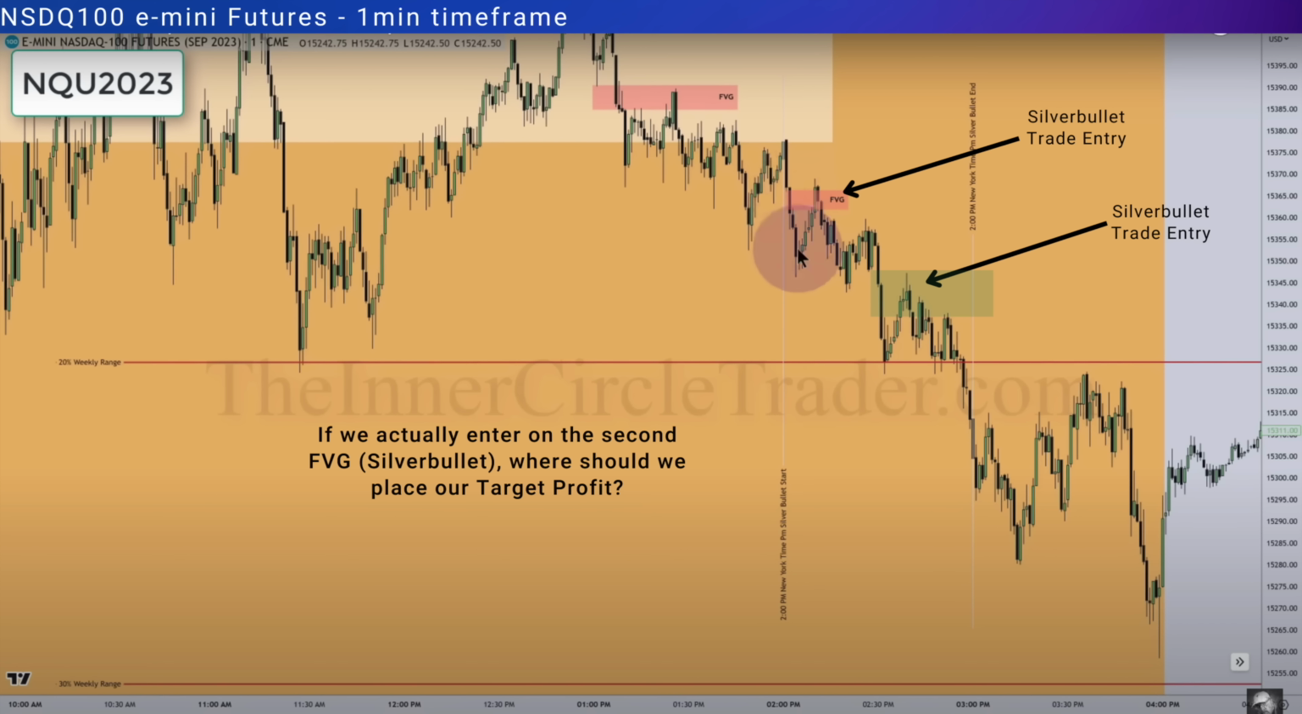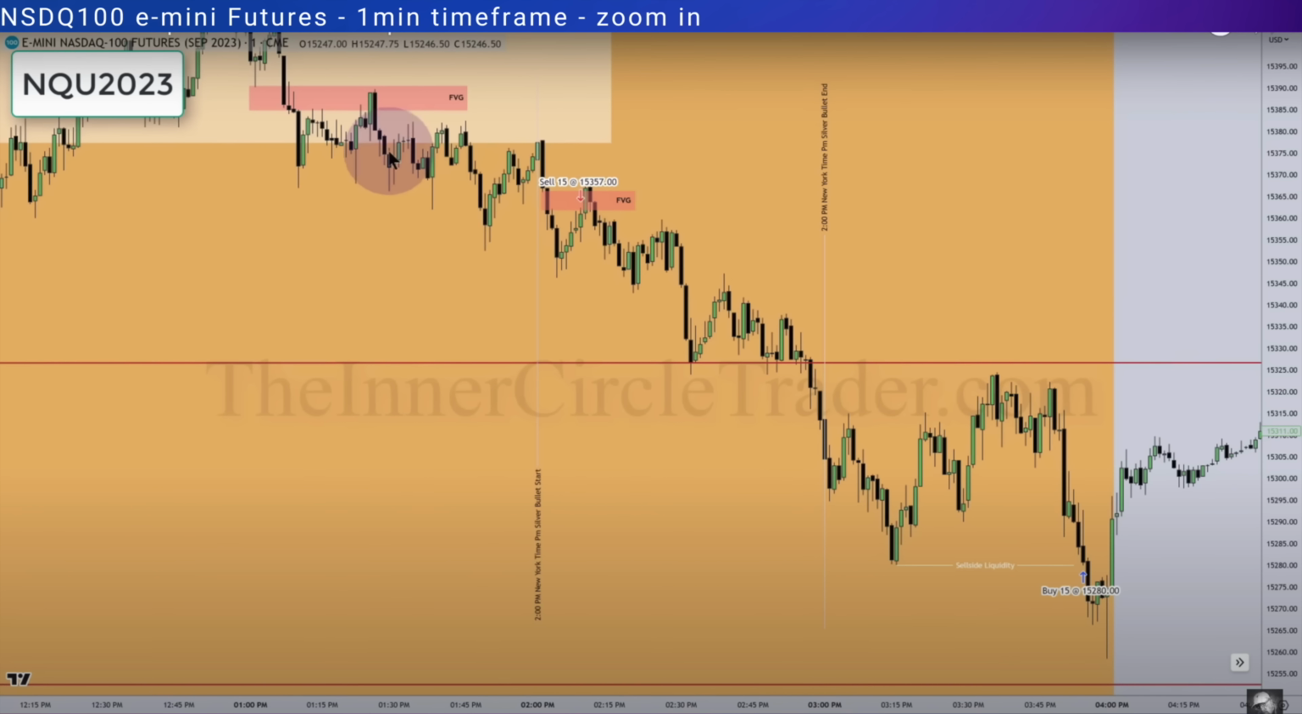If we entered on the second fair value gap using the silver bullet strategy, where should we place our target profit? I'm going to remind you always, guys, if you're in doubt, if you have a good question and you don't know where to start with finding the answer, always look at the time of the day. ICT tells us that we would exit our trade around or right before 4 p.m. New York local time. So let me zoom in, guys. Zooming in on the 1 minute time frame, this is the price structure that we are going to observe.